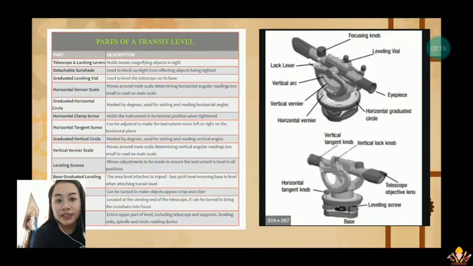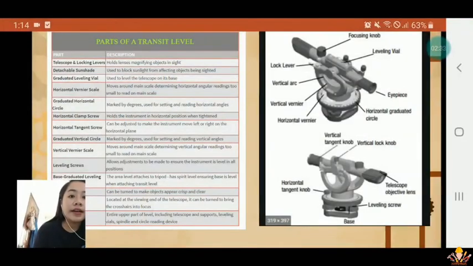I cannot perform the actual use of the transit level. I have here a video, and I hope you will watch it so that you will be able to know what a transit is and how to set up a transit level.